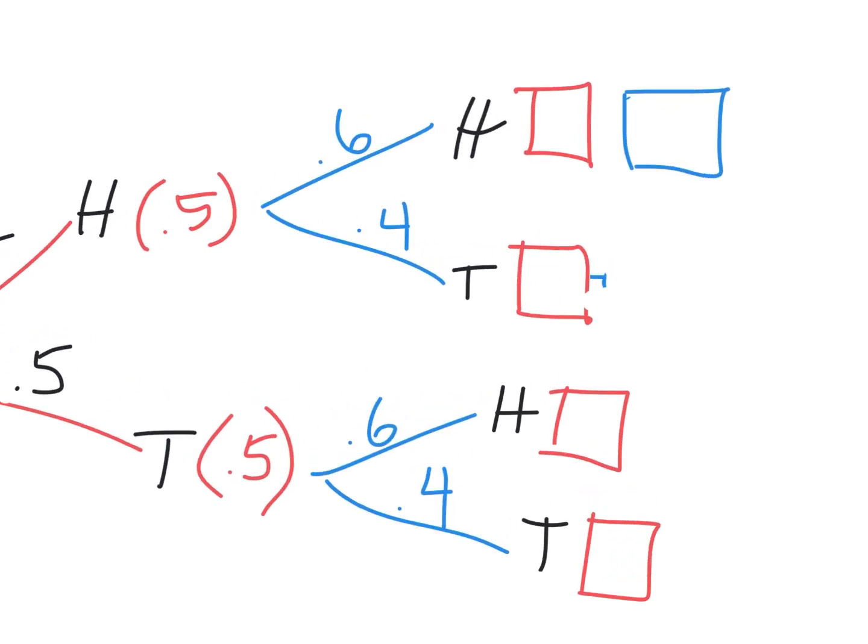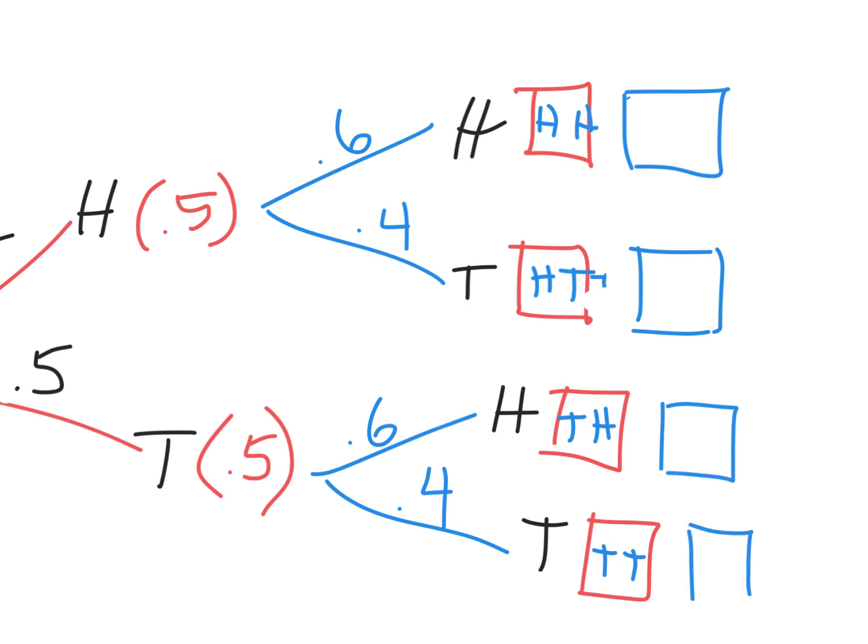What are you talking about? This is heads, heads. This one together was heads, then tails. This one was tails, then heads, and this one was tails, then tails. And then the probabilities after that. Finish up your chart, and then we'll be able to talk about it intelligently.